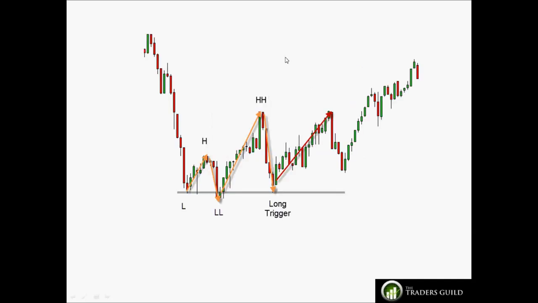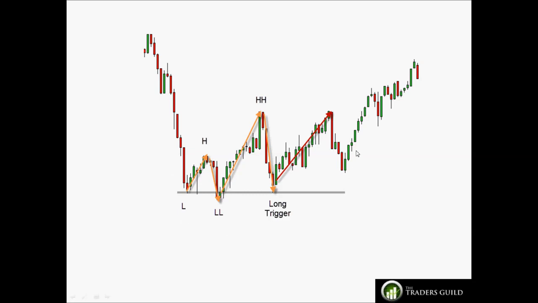So this next reversal pattern, the third reversal pattern, is the quasimode. This is an uncommon pattern. Not uncommon in terms of it doesn't happen often in the market, it's just uncommon in terms of it's not commonly used. You don't see it in many textbooks or on many threads on public forums.